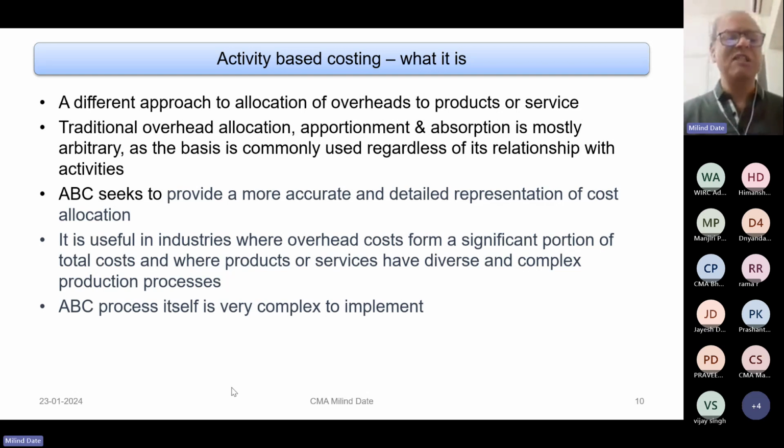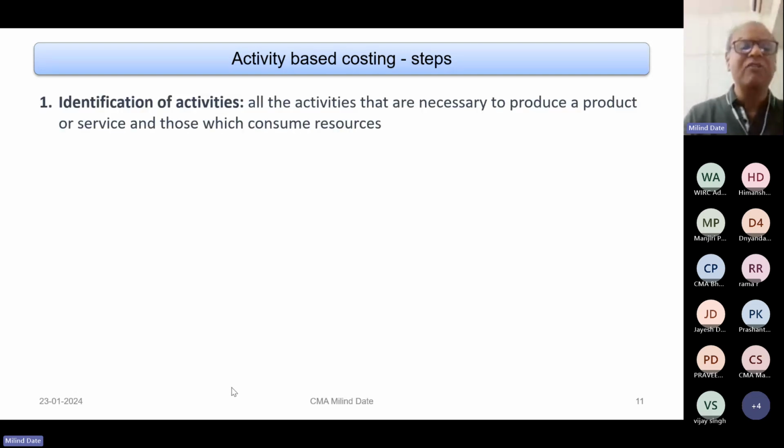Basically, what are the steps that we take? You would have already studied these steps, so I'm not going to concentrate a lot on explaining these to you. But yes, first you identify the activities, all those activities that are necessary to produce a product or render a service. Each of these activities will keep consuming resources, and resources will have costs. So that's what you need to look at.